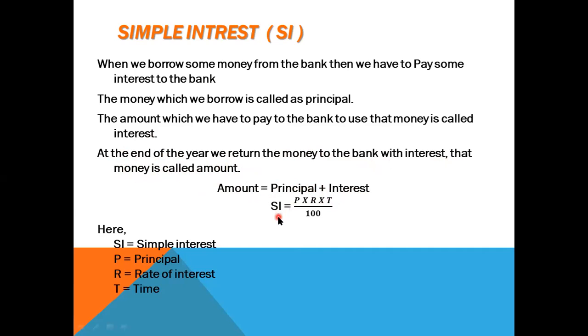SI is the short form of simple interest. SI equals P into R into T by 100. Here SI means simple interest, P means principal, R means rate of interest, T means time. So by using this formula, you can find out the sums.